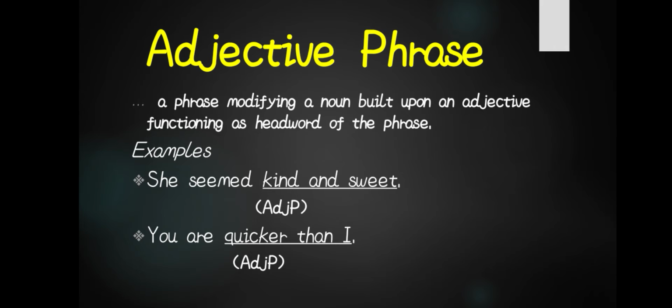For example, she seemed kind and sweet. So the phrase kind and sweet described she, which is the subject in the sentence, which is a pronoun. So that is an adjective, and since more than one word man siya, adjective phrase ang tawag nato ana. Second example, you are quicker than I. So we have you as the subject, which is described as quicker than I. So the quicker than I there is functioning as an adjective phrase.